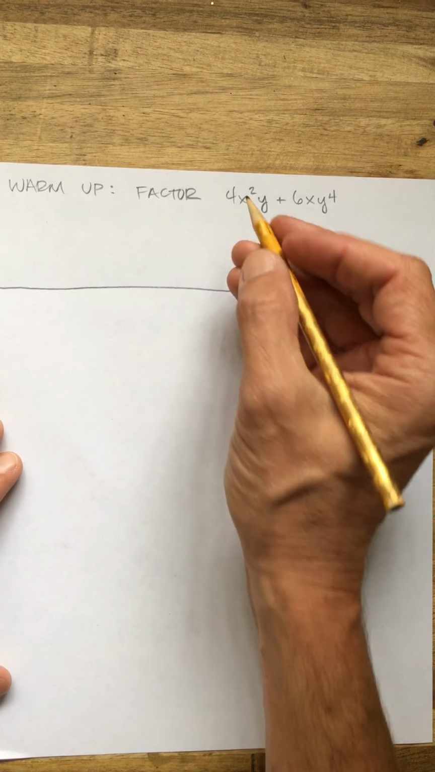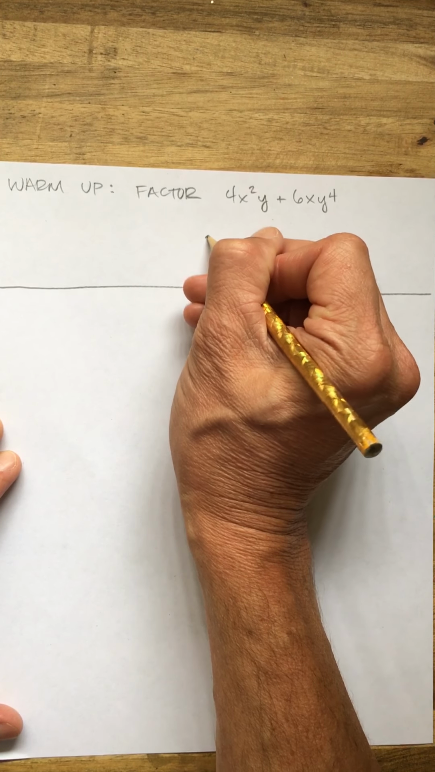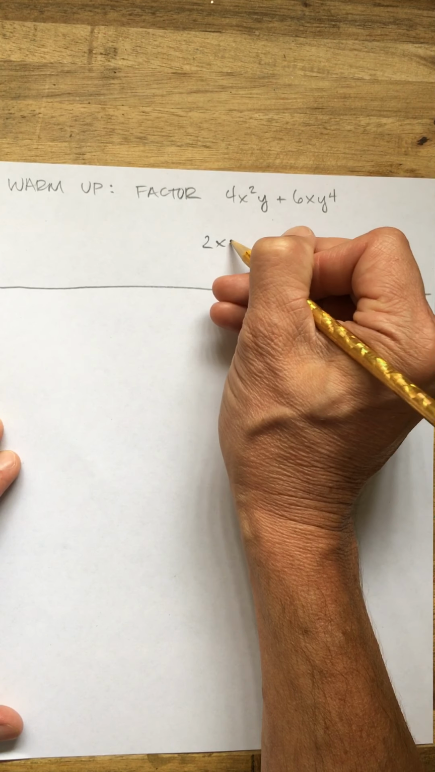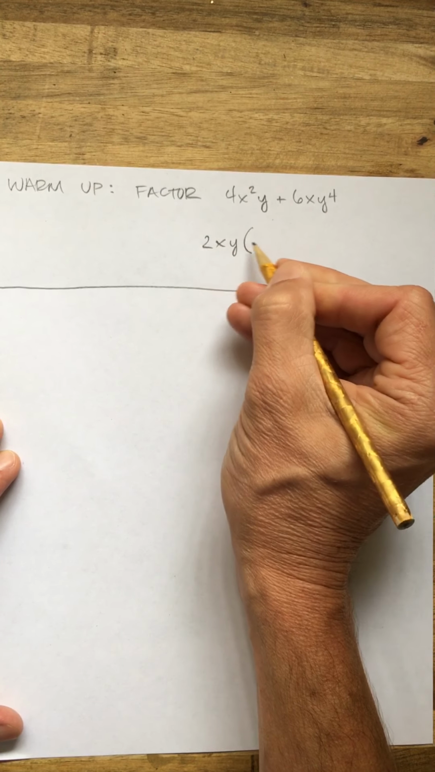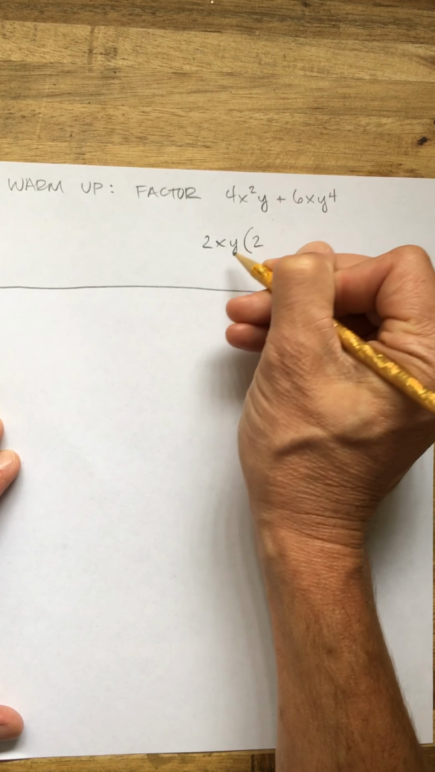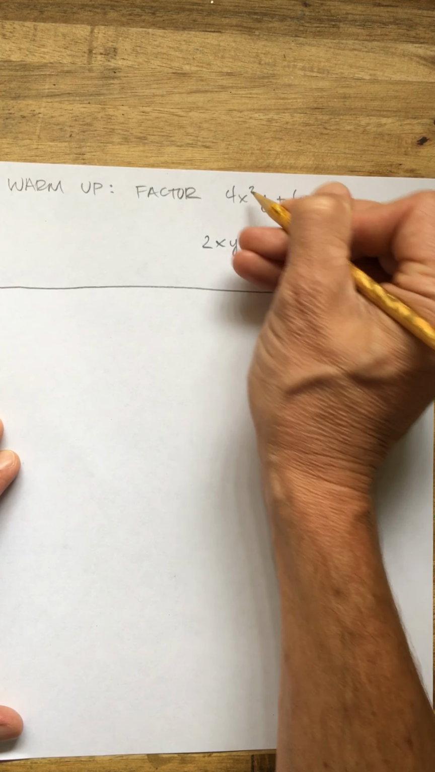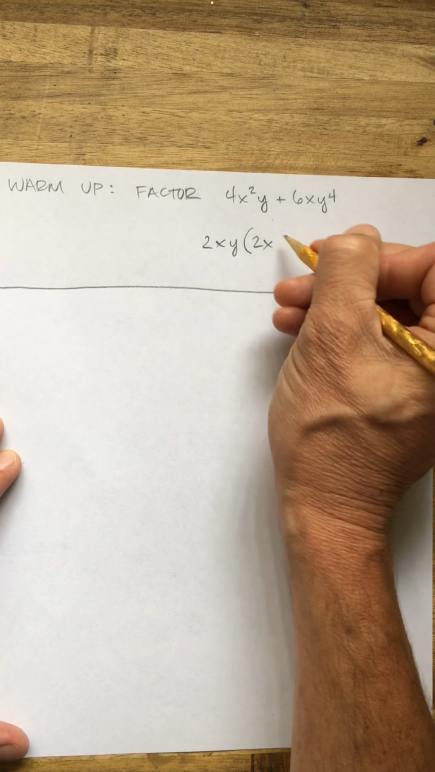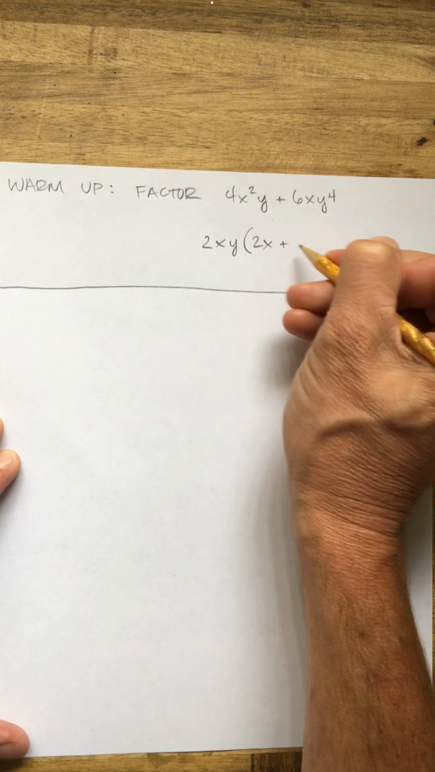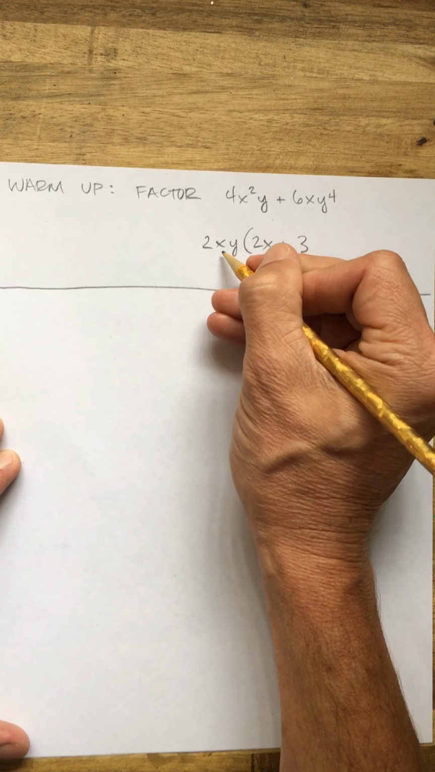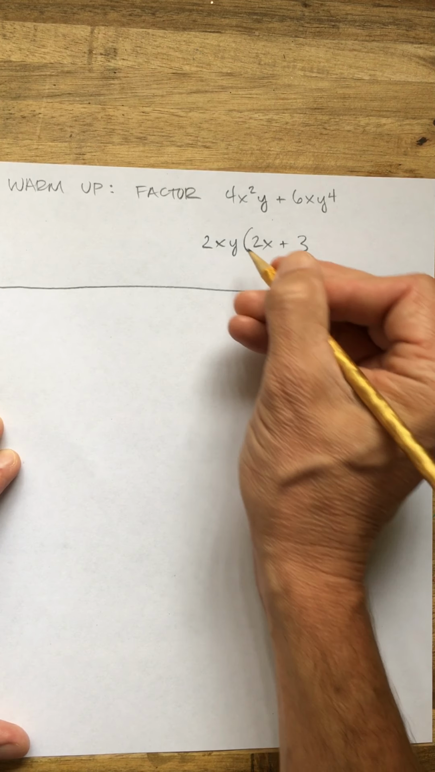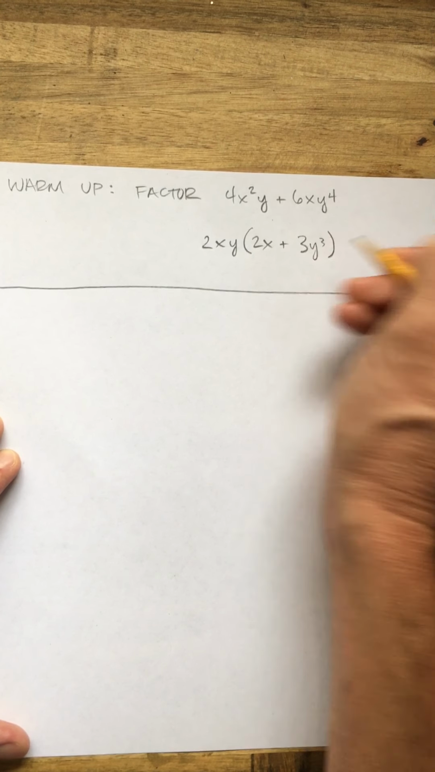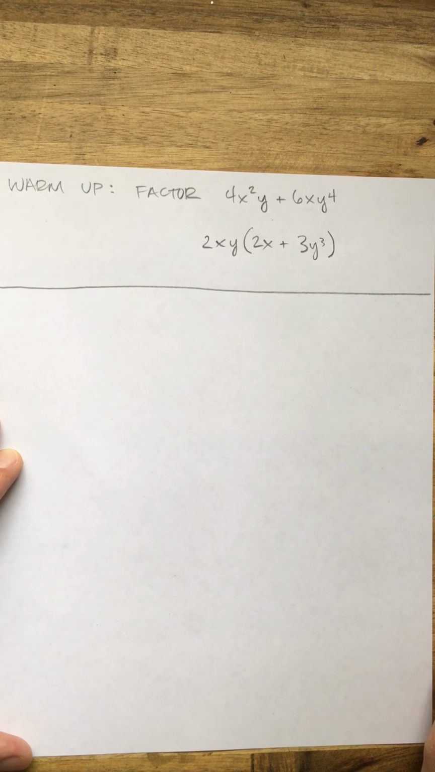Okay, here we go. The biggest number I could take out is a 2. The biggest x I could take out is an x. The biggest y is a y. 2 times 2 gives me 4. X times x gives me x squared. Y times 1 gives me y, so I don't write anything else. Plus 2 times 3 gives me the 6. X times 1 gives me x, so I don't write it. Y times what gives me y to the 4th? Y cubed. All right, and that's that.